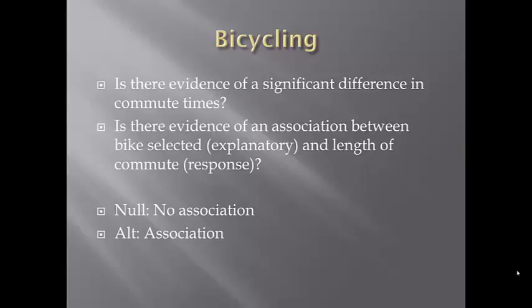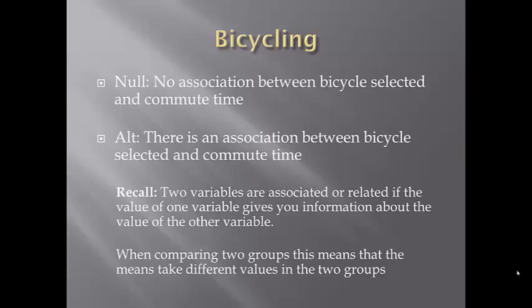Well, the structure we've seen other times is that the null hypothesis is a statement of no association, and the alternative hypothesis is a statement of association. So let's apply that to this data set. The null hypothesis would say there's no association between the bicycle Dr. Groves selects and his commute time, while the alternative hypothesis says that there is an association between the bike selected and commute time.